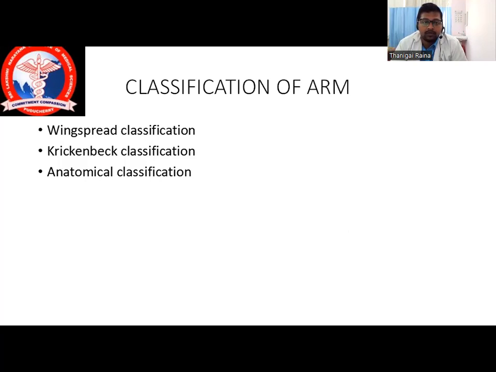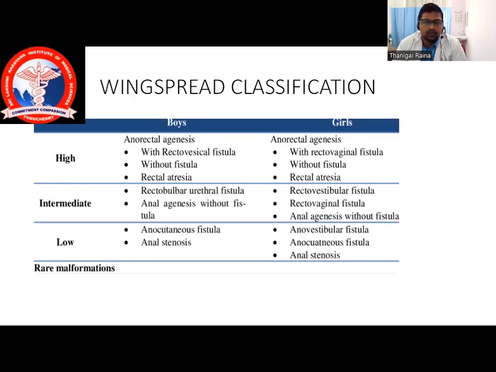Coming to the classification of anorectal malformation, there are basically three classifications. The most commonly accepted is the Wingspread classification. You also want to know the Krickenbeck classification and the anatomical classification. The Wingspread classification is divided into high, intermediate, and low, and it is separately given for boys and girls.